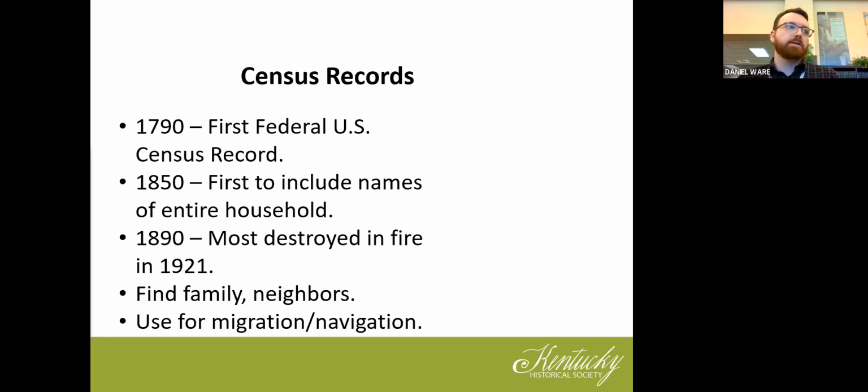When you're looking at censuses in general, if you look at a page before and a page after, you can potentially see neighbors, and they might be relatives. You get a better understanding of your family and figure out other names that you might want to look into.